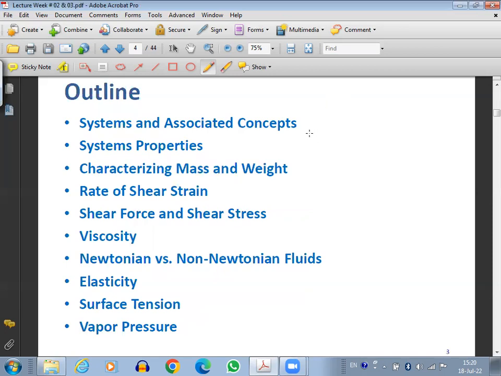We'll first discuss a little about system and the associated concepts, system properties. Then we're going to characterize mass and weight, rate of shear strain, shear force and shear stress, viscosity. We're going to talk about Newtonian and non-Newtonian fluids, elasticity, surface tension, and vapor pressure. These are all the properties of the fluids that we are going to study in this chapter.